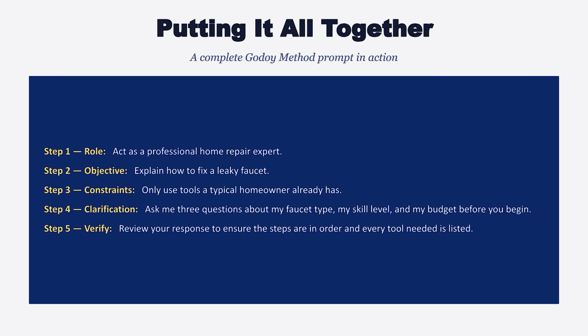Here is a complete Godoy Method prompt for a home repair scenario. It includes the role, objective, constraints, clarification, and verification steps. Notice how detailed and specific the instructions are.